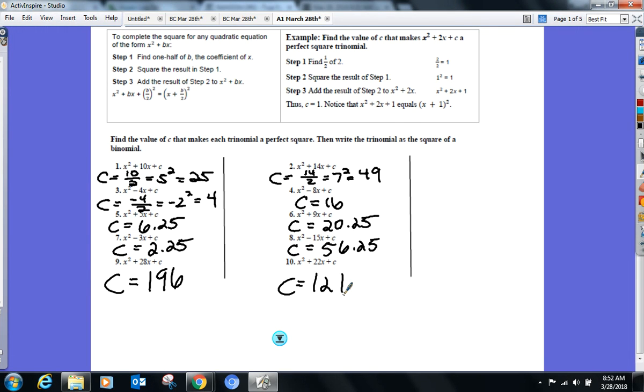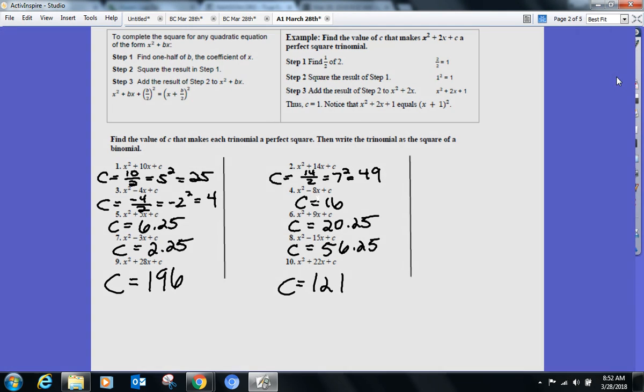Everyone good finding the C value? Could be 30 of you in here. I see and hear everything. Any questions? Okay, let me tell you why I need you to be able to do this.